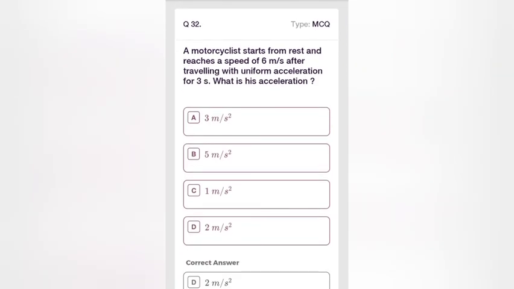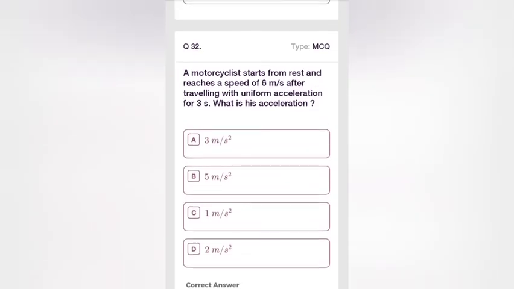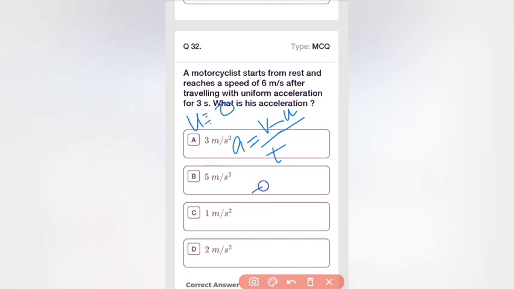A motorcyclist starts from rest and reaches a speed of 6 meter per second after traveling with a uniform acceleration for 3 seconds. What is its acceleration? Acceleration is equal to the change in speed by time. So here it's starting from rest. We know that initial velocity is 0. Final velocity is 6 meter per second. So 6 meter per second divided by time. What is the time? 3 seconds. So 2 meter per second square will be the acceleration. Option D is the correct answer.